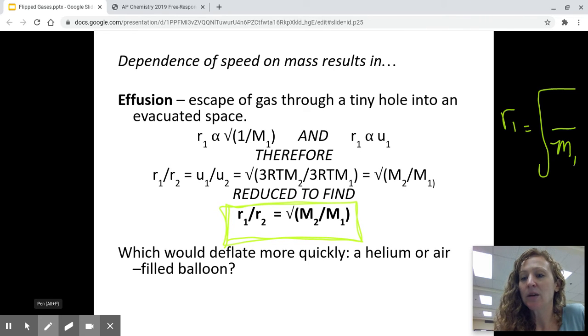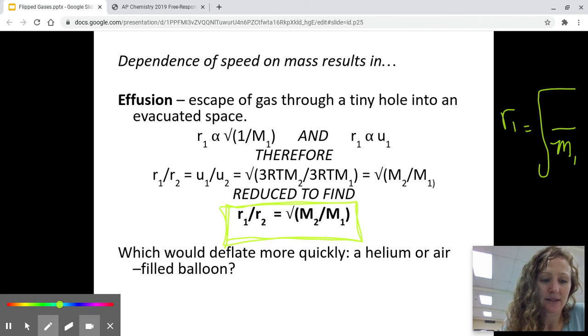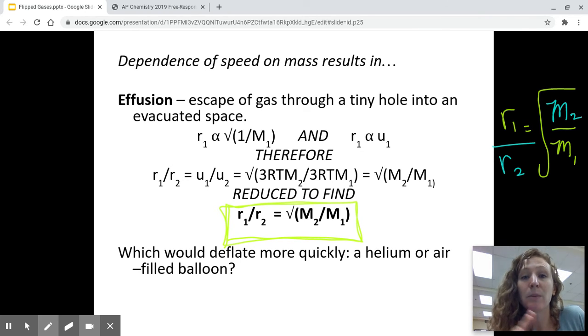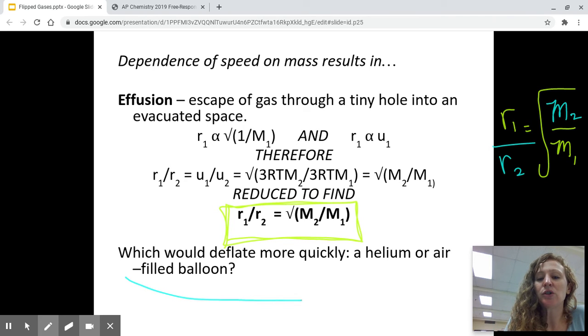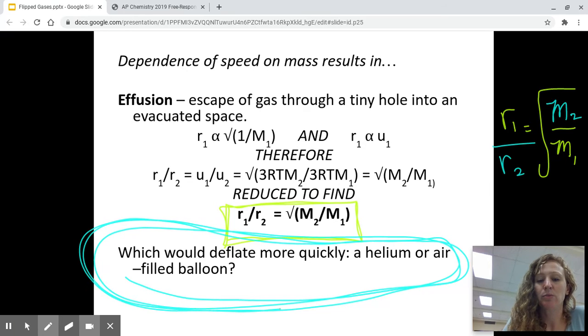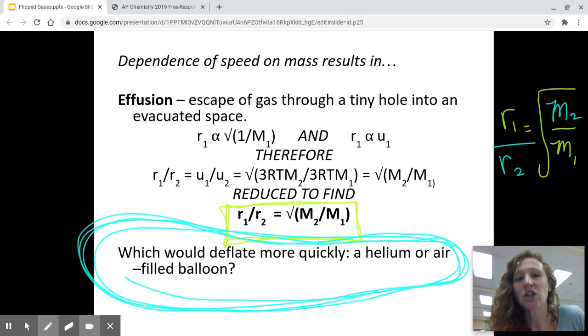Okay, and then we can compare it to a second gas. The rate of gas 2, again, indirectly proportional to the square root of the molar mass of gas 2. So we see a very similar relationship here between rate of escape and molar mass than we did between speed and molar mass. And again, it's the relationship that matters more than the ability to plug and chug that matters.